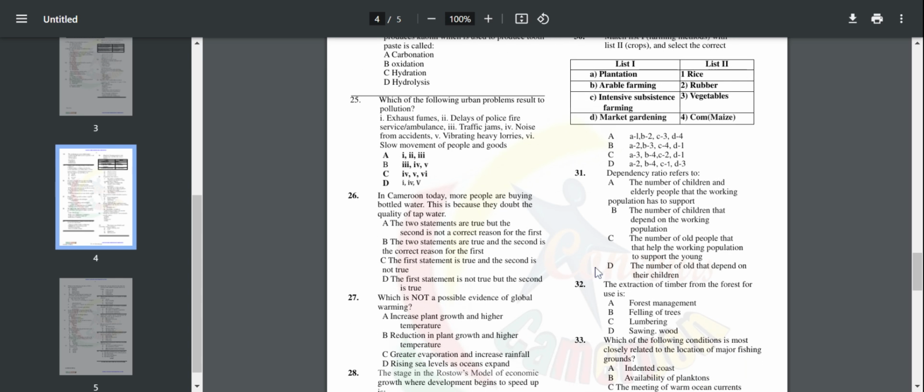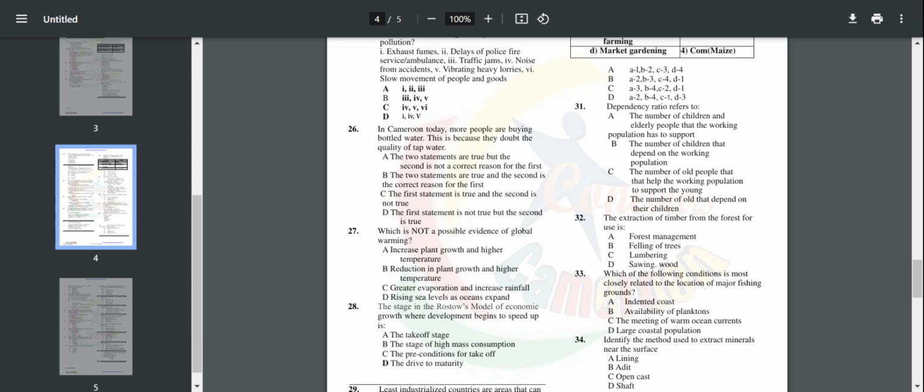Question 32. The extraction of timber from the forest for use is... The answer is C.